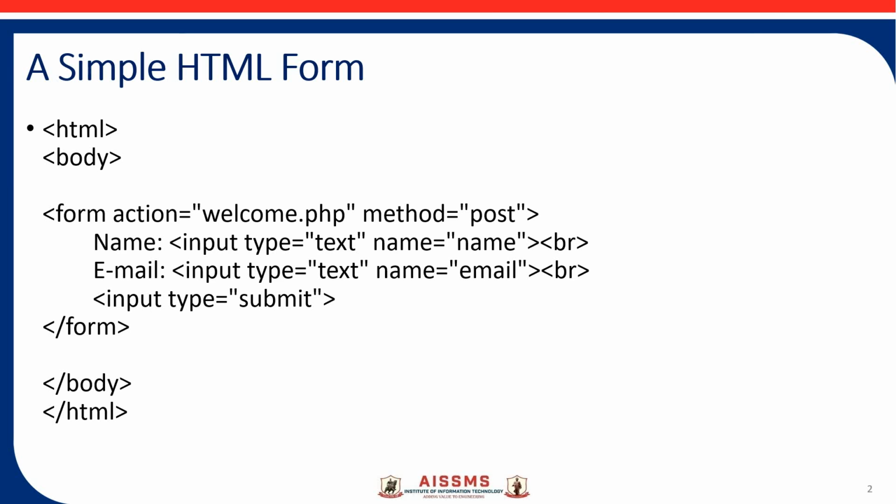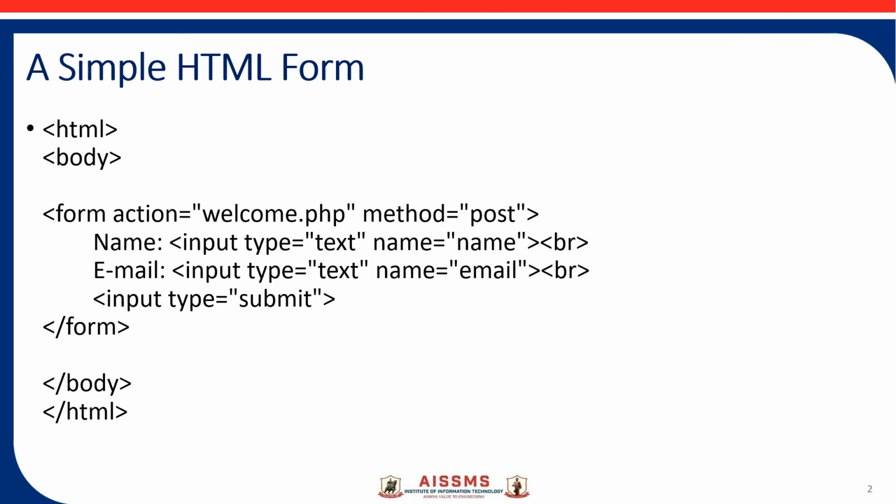For a form, there are two attributes: one is action and another one is method. The action attribute means when you submit the form, where you want to pass the control. So that file you have to mention for this action attribute. In this example, when you click on the submit button, the form control will pass to the welcome.php file.